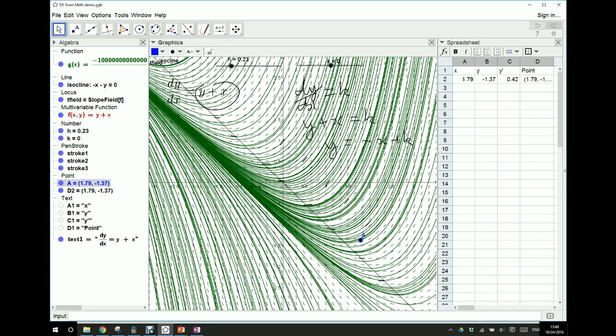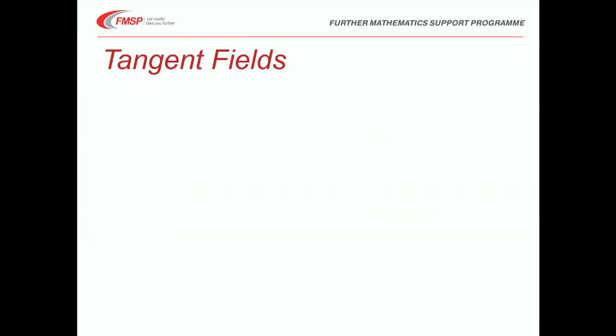I'll show you how to use them in the exam question, but it's important that you realise you don't really ever want to do them by hand, except in the exam when you're just proving you know what they do. So, that was my introduction to tangent fields. We'll quickly look at Euler's method.